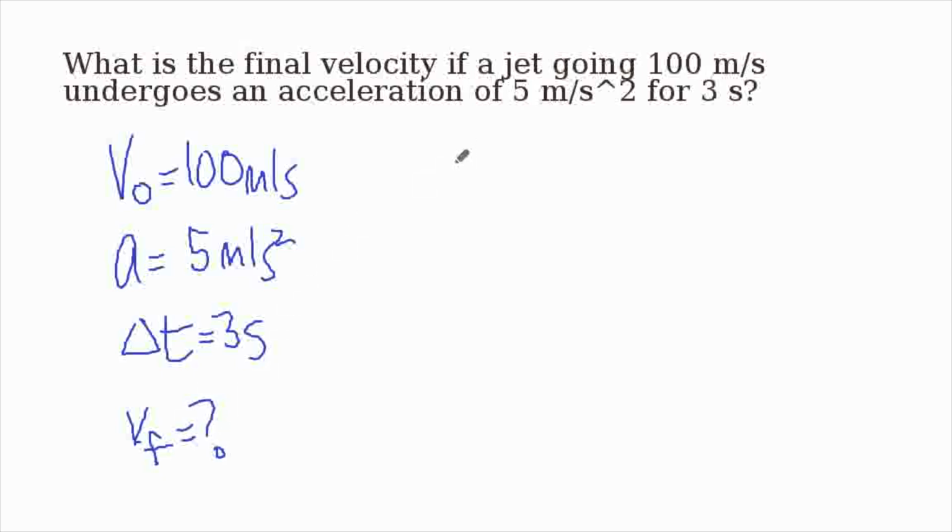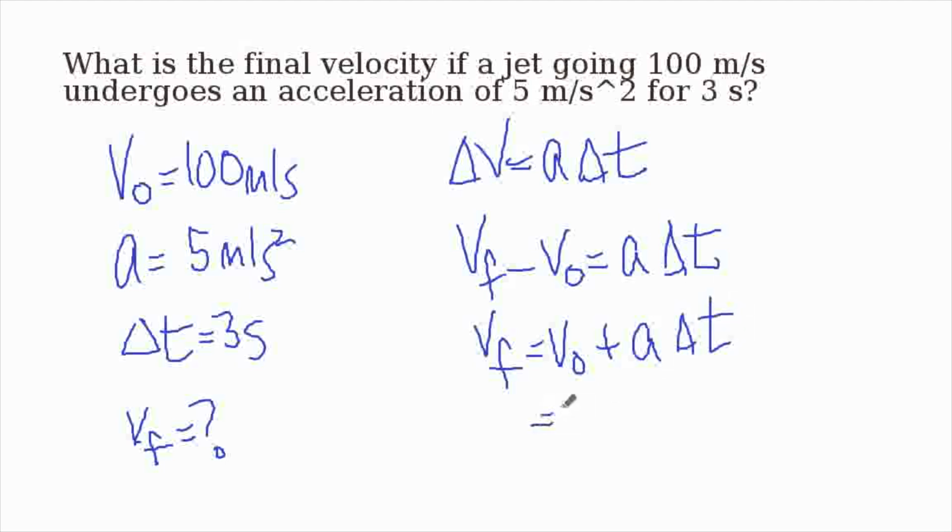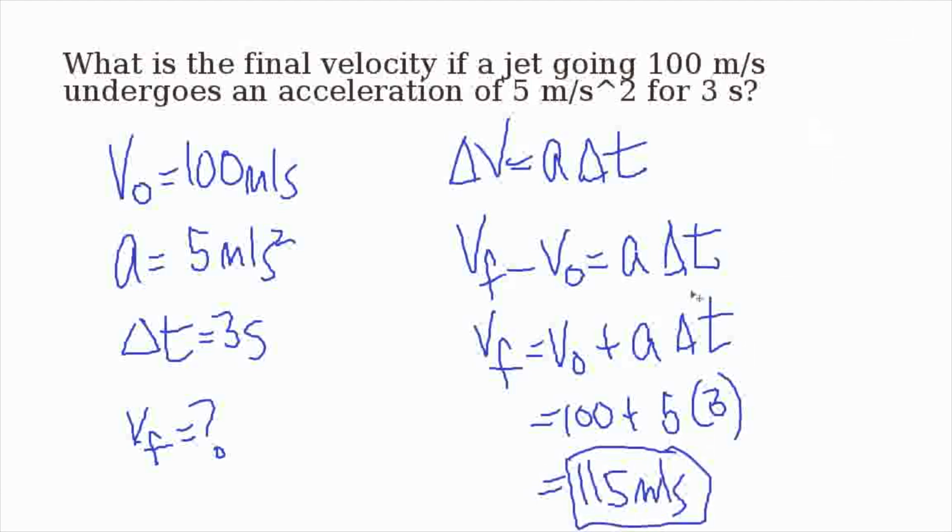Okay, so I would use this kinematic equation. Delta V is A delta T. All right, so that means V final minus V initial is equal to A delta T. So V final is V initial plus A delta T, which gives 100 plus 5 times 3, which gives 115 meters per second.